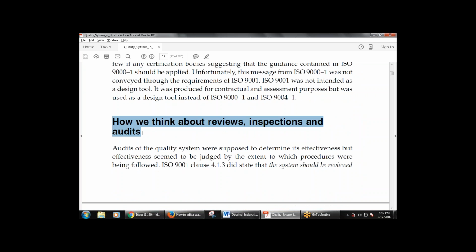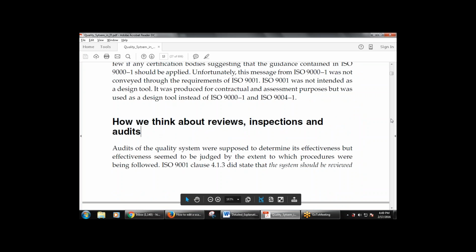Now, how do we think about reviews, inspection, and audit? That is, what is the review, what is the inspection, and what is the audit that is carried out. If I'm talking about the audit, audit of the quality system means identifying whether the things are correct or not.